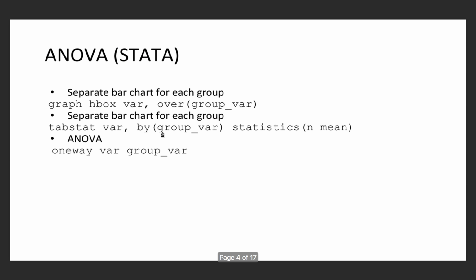Next one. So this is the data command for ANOVA. This is a bar chart, and this is a separate bar chart. Sorry, I don't think the separate works like that. So a separate bar chart for each group. This one, and a separate bar chart for each group. Oh, this is over, and this is by. Okay, and this is ANOVA, the test review.